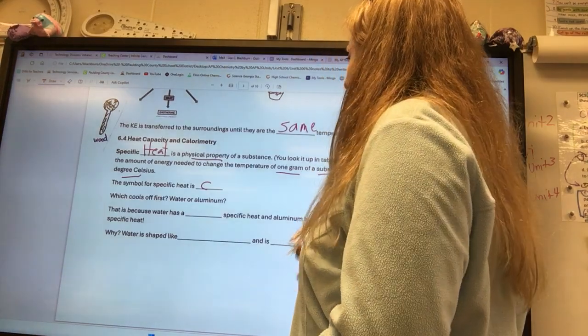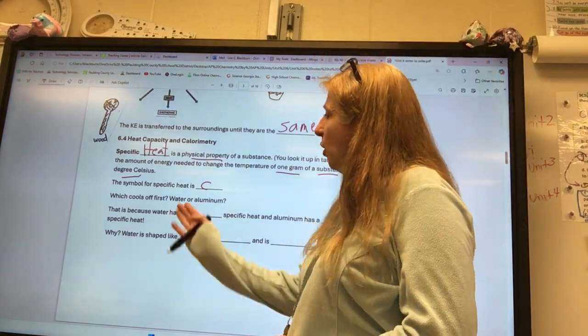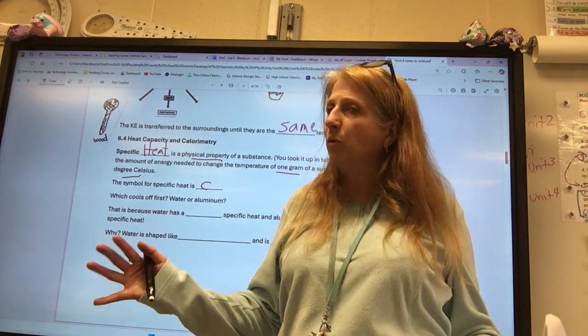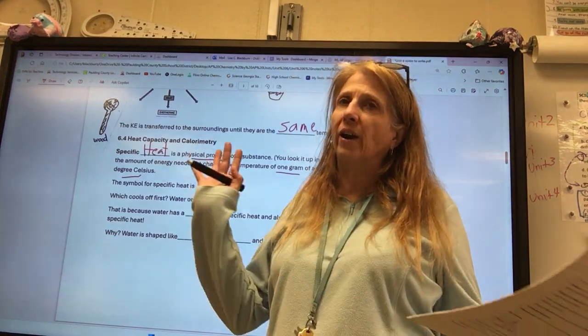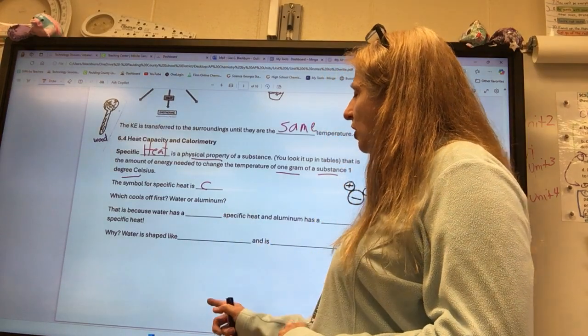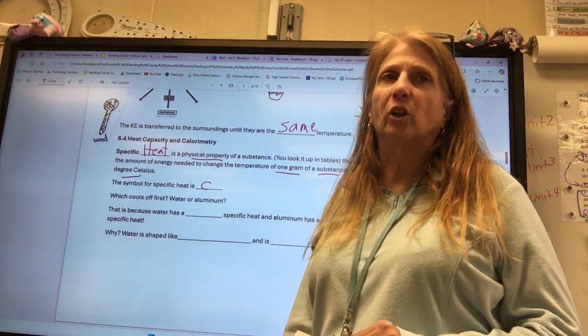Revolutionary idea. Okay, so back to specific heat. Which cools off first if I have two things that are hot, at equal temperature to start with, water and aluminum? I give them 5 minutes to go touch them. Which one's going to cool off first, the water or the aluminum?